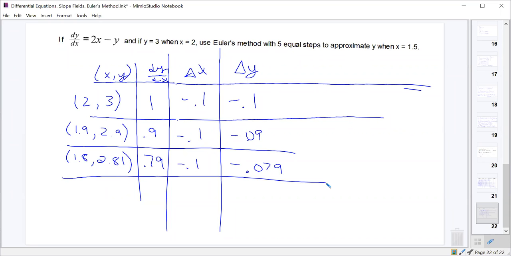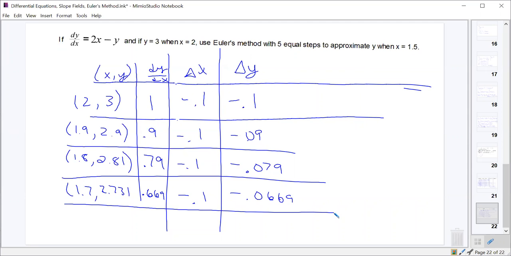Everybody good so far? You guys at home good? All right. And then what does that give us when we subtract that? 2.731. Everybody agree with that? Cool. Then what do we get for our dy dx? 0.669. -0.1 again makes that a -0.0669.